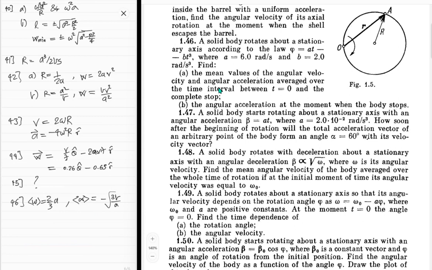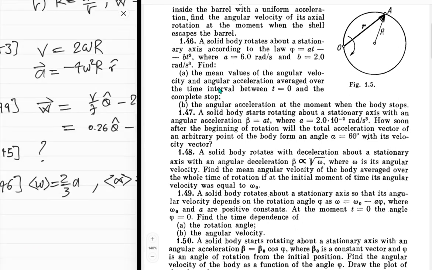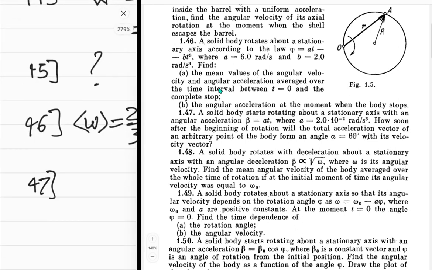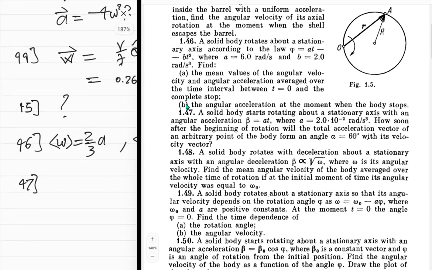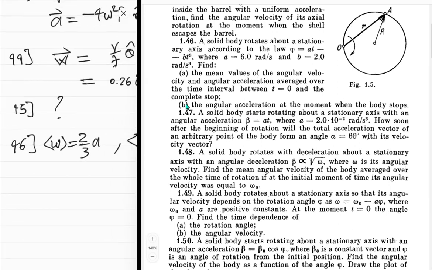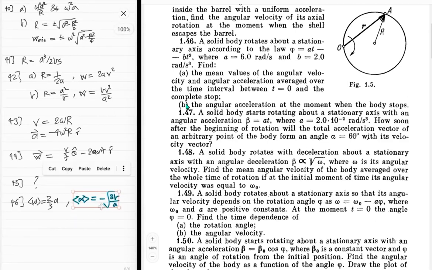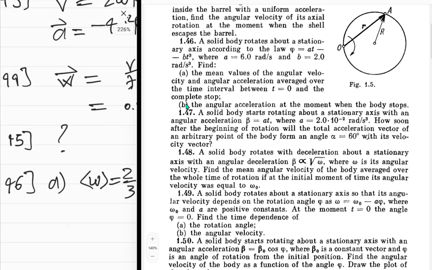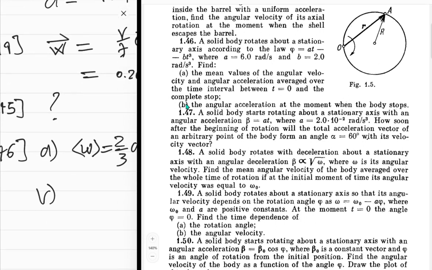47th is a solid body starts. Oh, sorry. There's also the part B over here. Oh, okay. This is part A. Let's go to part B now.